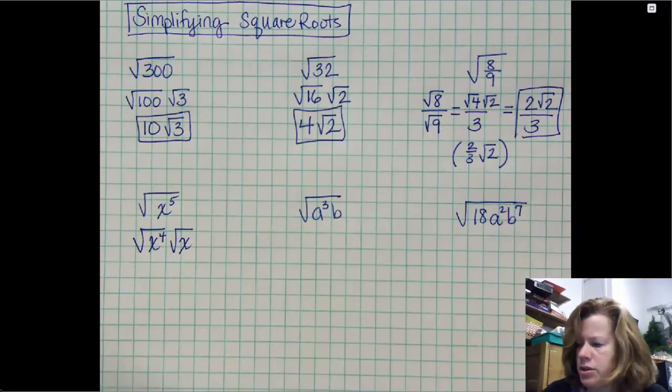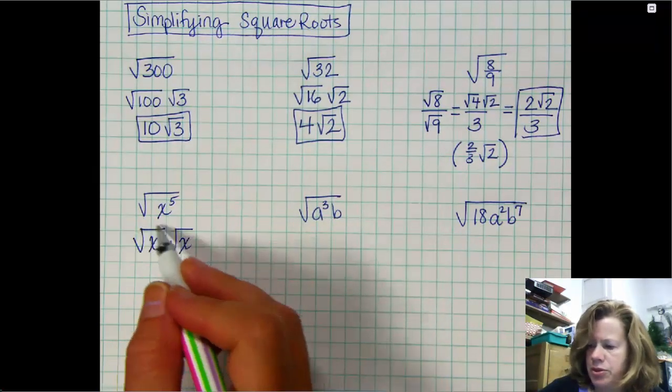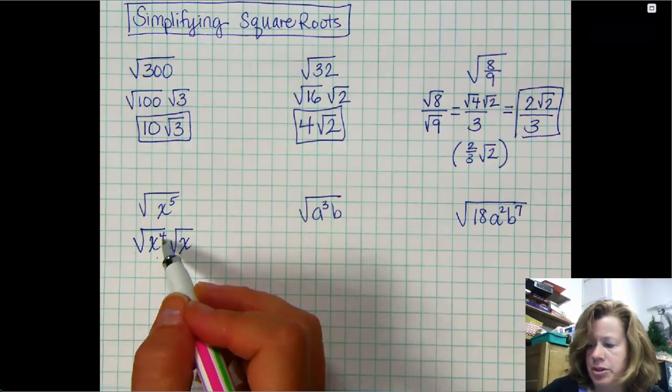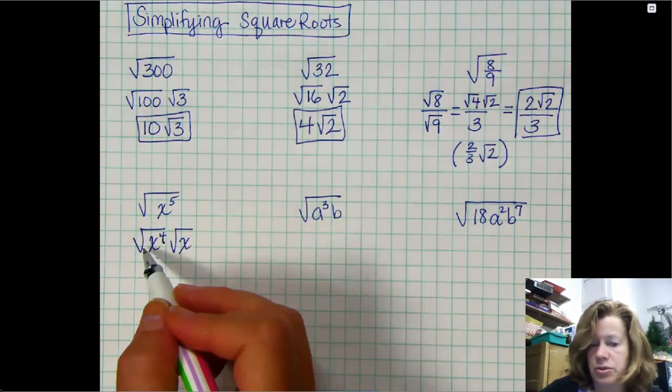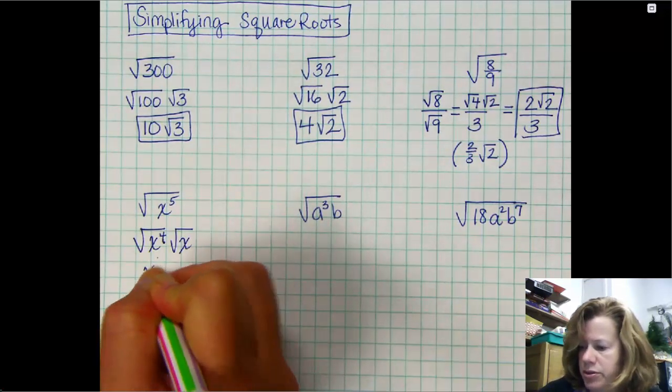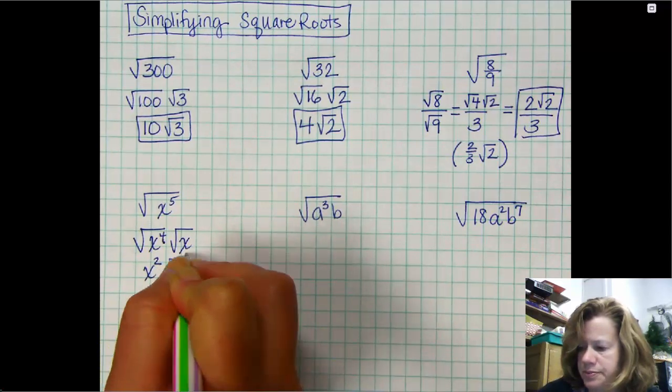Okay. Now, here I have a perfect square. If you divide that, because this is a square root, divide your even exponent by 2, and that gives you the square root of it. So the square root of x to the 4th is x squared. Leave the square root of x alone.